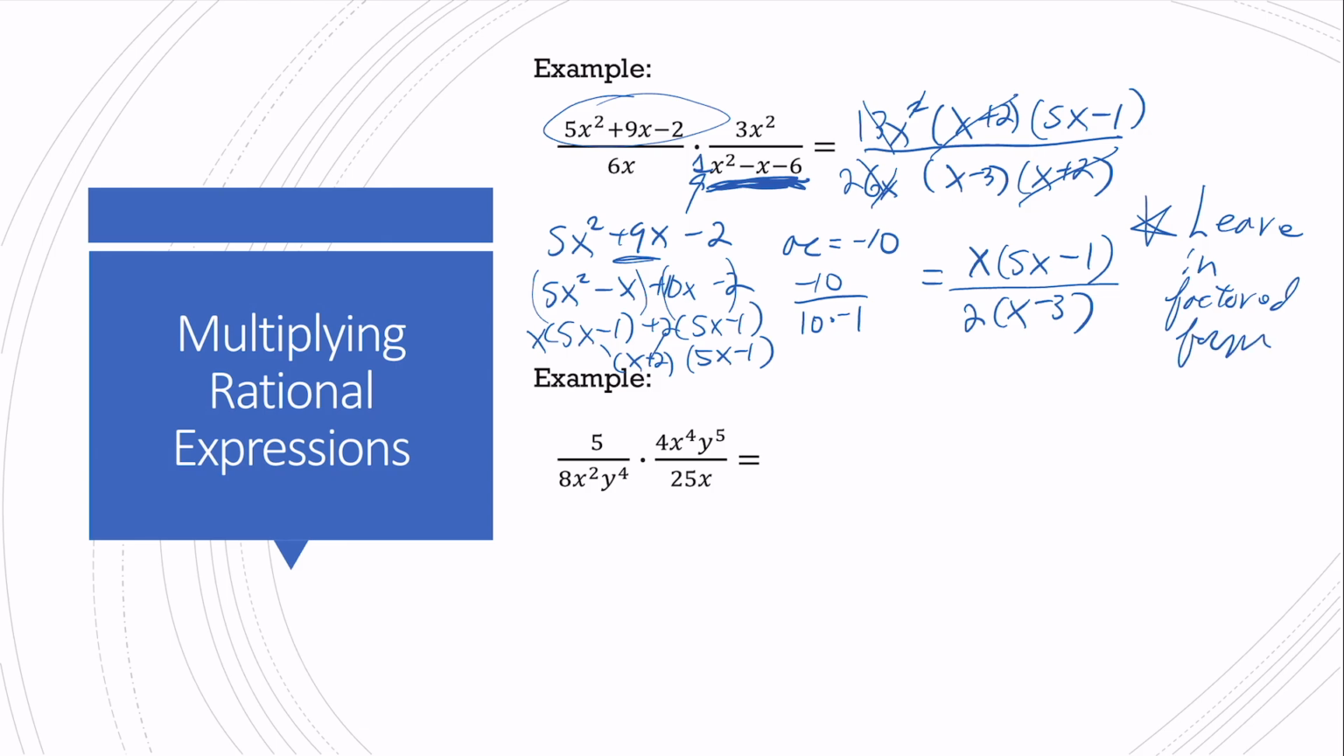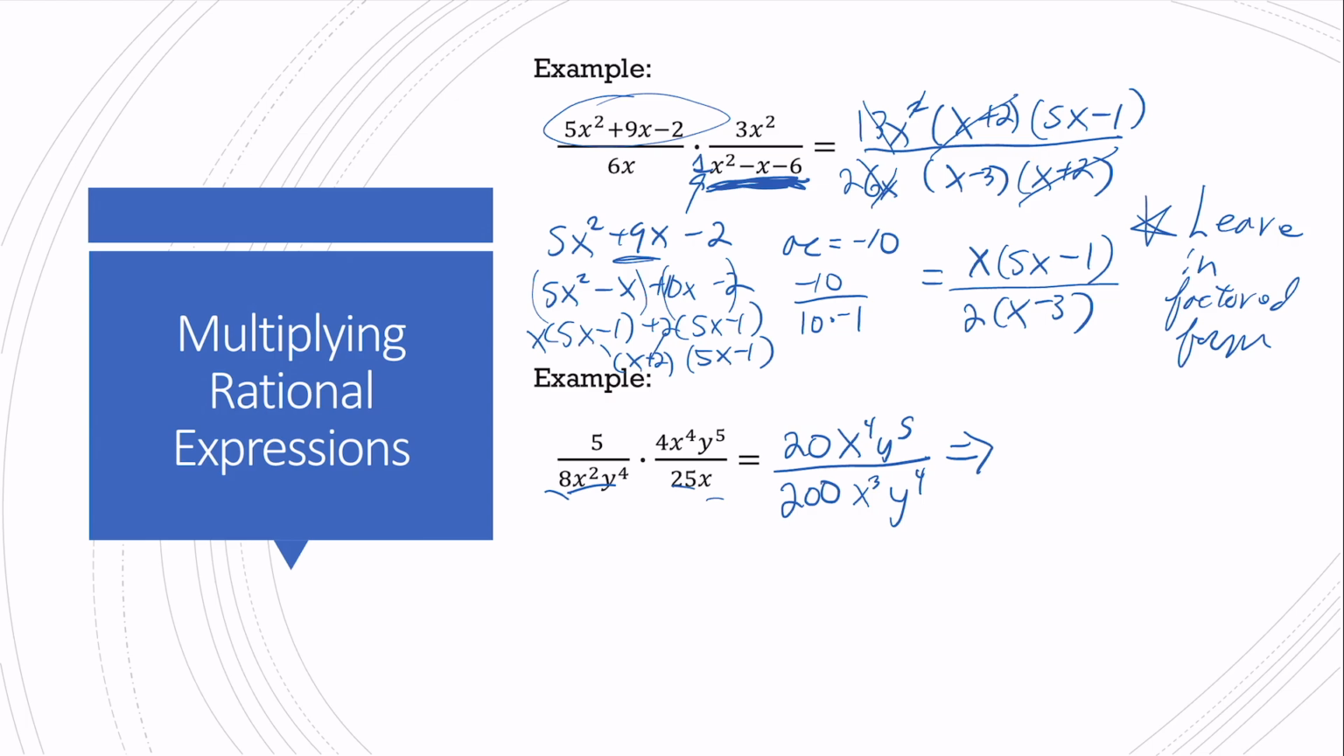Let's try that again. For this next example, I'll just need to use my exponent simplifying rules. So I've got 20x to the 4th, y to the 5th, over 8 times 25x. So that's 200. 8 times 25 is 200. x squared times x is x cubed, y to the 4th.